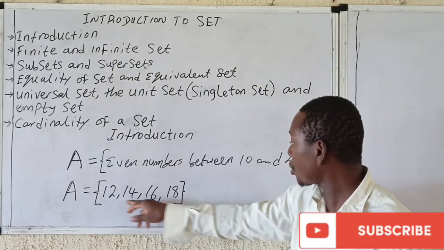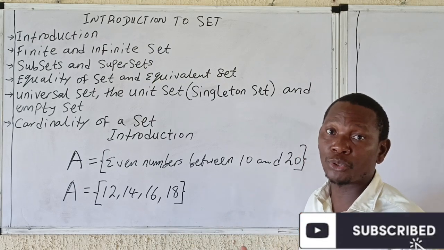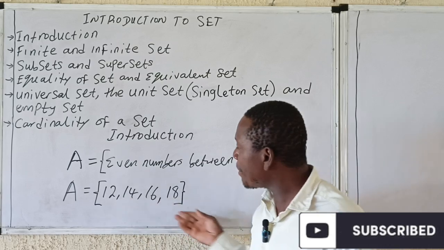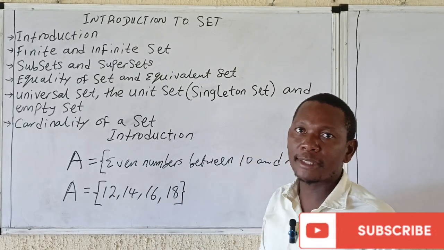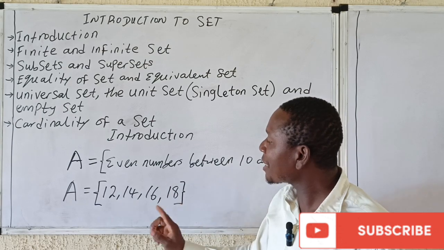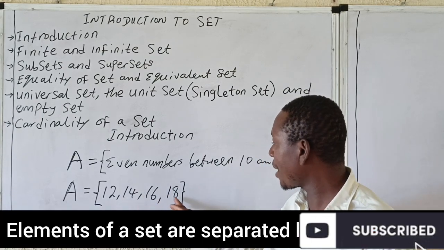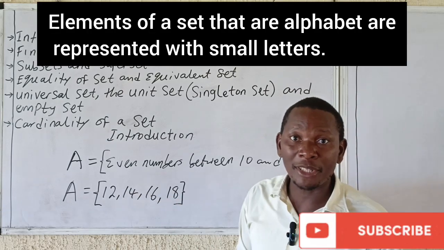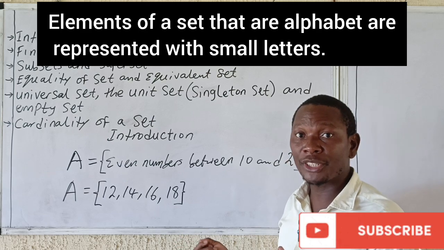You can just try to divide them by 2. You will not get any remainder. So they are the even numbers between 10 and 20. So these are the elements or the members of this set. Remember, elements are separated from each other by a comma. You can see the comma separating one element from the other. And if elements are alphabets, they are represented with small letters.